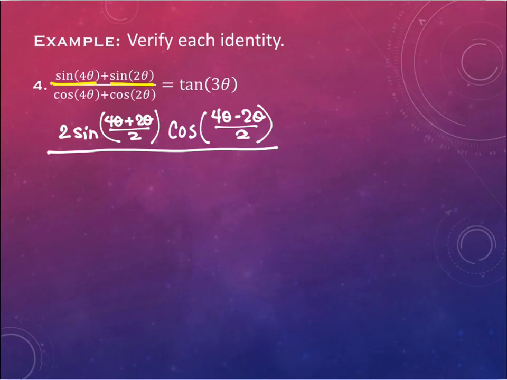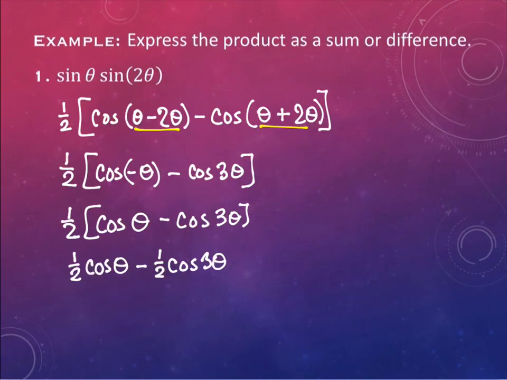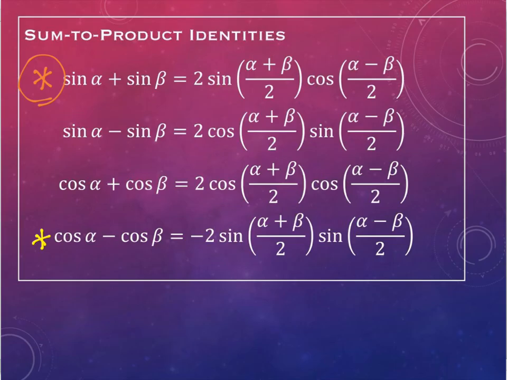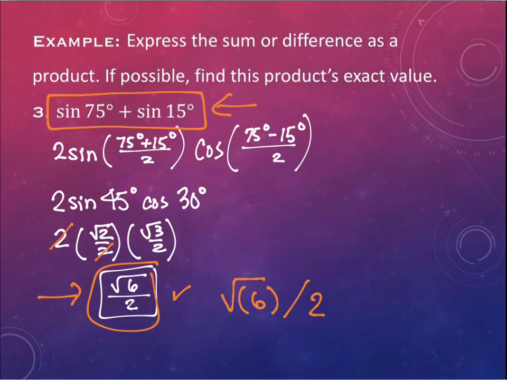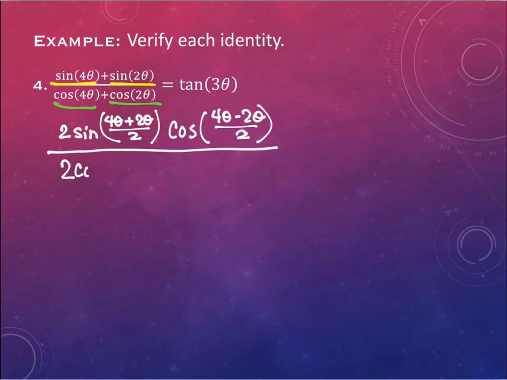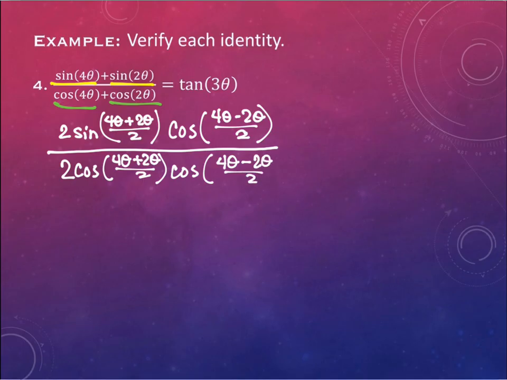Now the denominator has the cosine values that are added together, right? So we're going to go back to that same slide here. Look for 2 cosine angles that are, was it added? Yes, added. Okay, cool. So it's this one now. We haven't used this one yet. It says I'm going to do 2 cosine of the angles added and then cosine of the angles subtracted. So we'll do 2 cosine of the angles added, which would be 4 theta plus 2 theta over 2. And then the cosine of the angle subtracted, 4 theta minus 2 theta over 2.